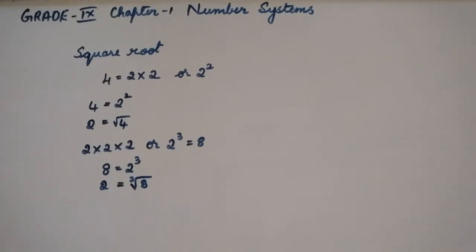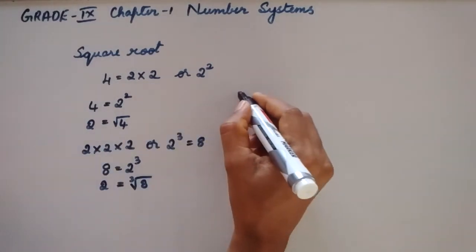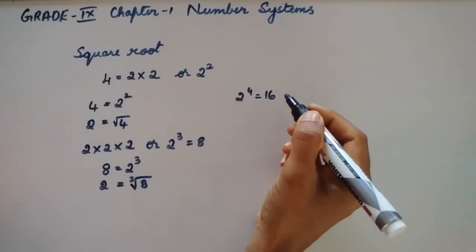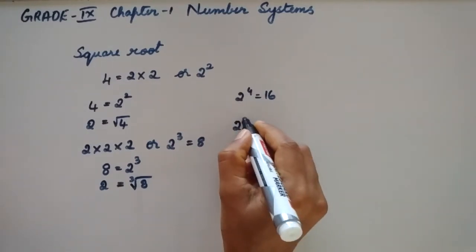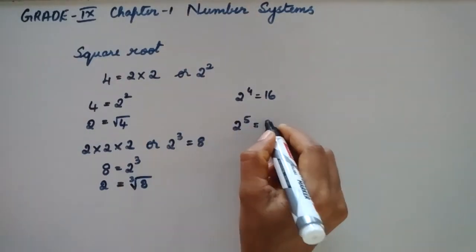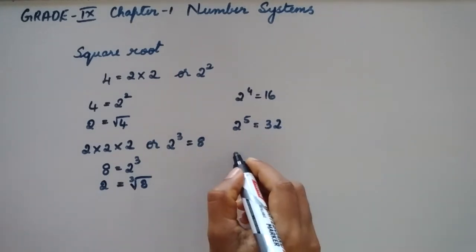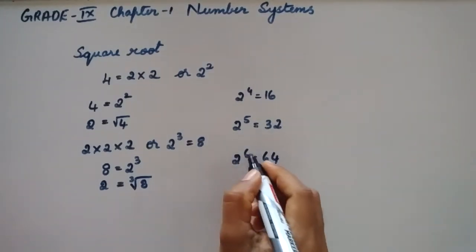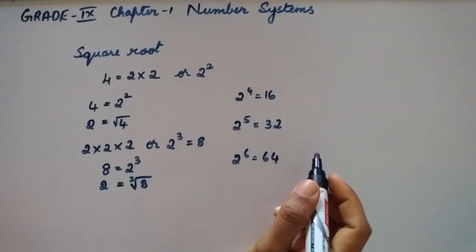Similarly, we have fourth root, fifth root, sixth root. For example, fourth root: 2 to the power 4 is equal to 16. 2 to the power 5, this is the fifth root, is equal to 32. 2 to the power 6, which is equal to 64. Okay, so this is the sixth root.